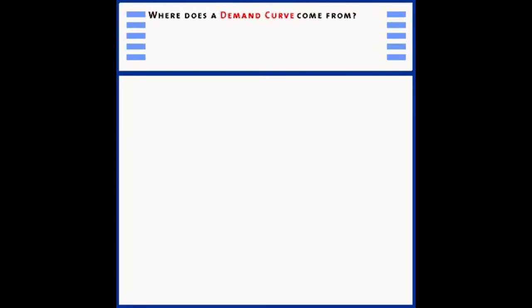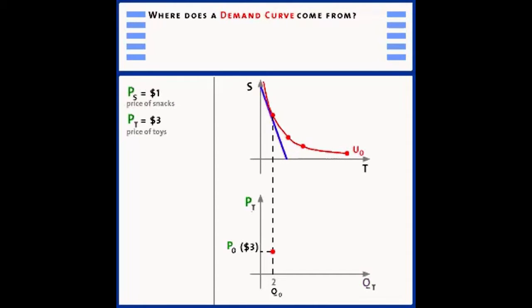Look at the graph that we had before. Here I've reproduced it in a smaller form. The blue line represents the budget constraint. That is all the possible combinations of toys and snacks that a consumer can buy with limited income given the prices. The red line represents the highest attainable indifference curve, the most satisfaction that our consumer can get. And here's that optimal point.